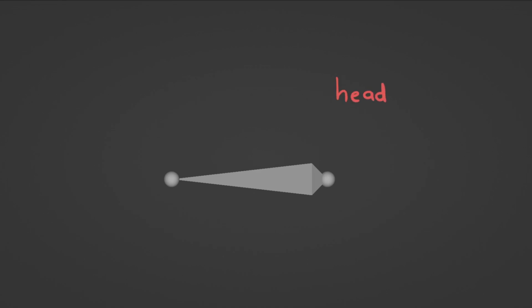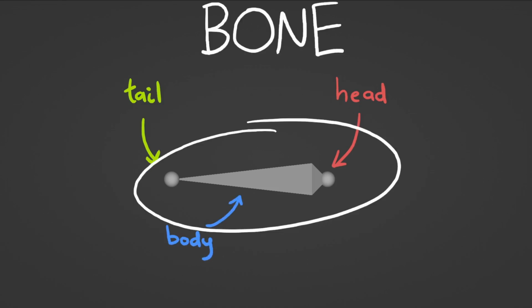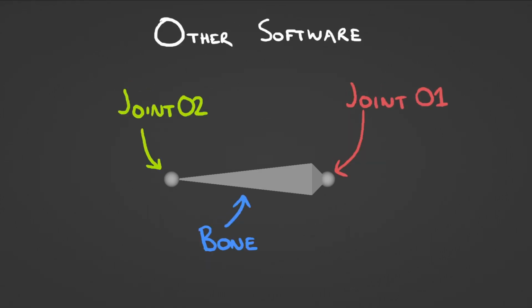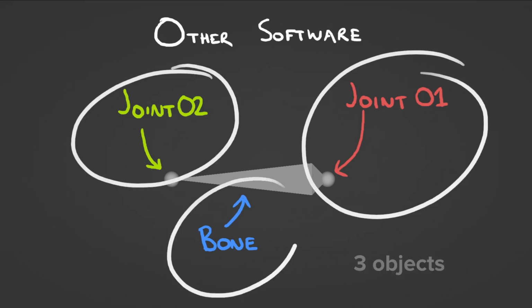Every bone has three parts. It has a head, a tail, and this middle section here, which isn't officially named, but I'm just going to go ahead and call it the body. And these three things together are considered one bone in Blender. In other software, you might have a joint at the start, a joint at the end, and this middle section would be called a bone. That's three objects in total versus one in Blender.